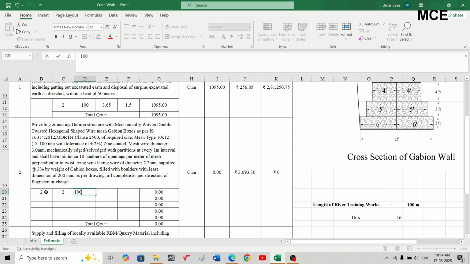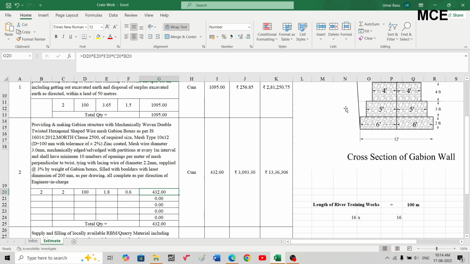Length is 100 meter. Bottom width for one Gabion box is 6 feet, so it will be equal to 1.8 meter. Depth is 2 feet, which is 0.6 meters. So for the first one it is 2 into 2 into 100 into 1.8 into 0.6, which is 432 cubic meter for the first Gabion boxes at bottom.